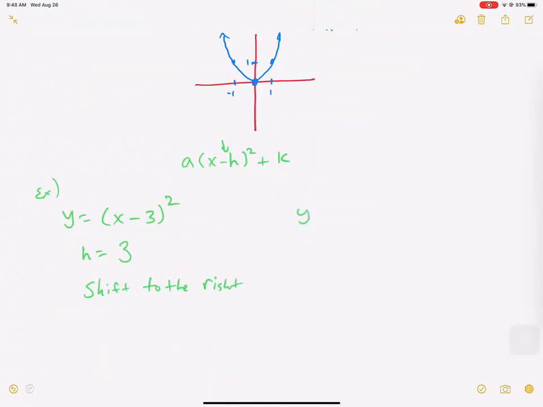If I write y is equal to x plus, nope, let's do a negative again, x minus 7 squared. Is h positive or negative 7? Remember, the negative already has to be there. So h is positive 7. So since it's a positive, we're going to shift to the right.